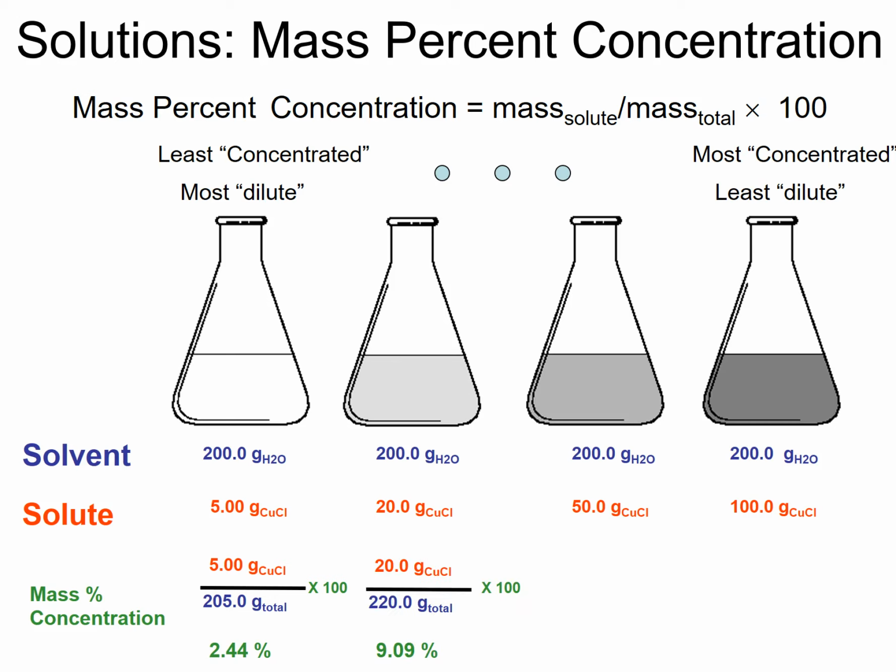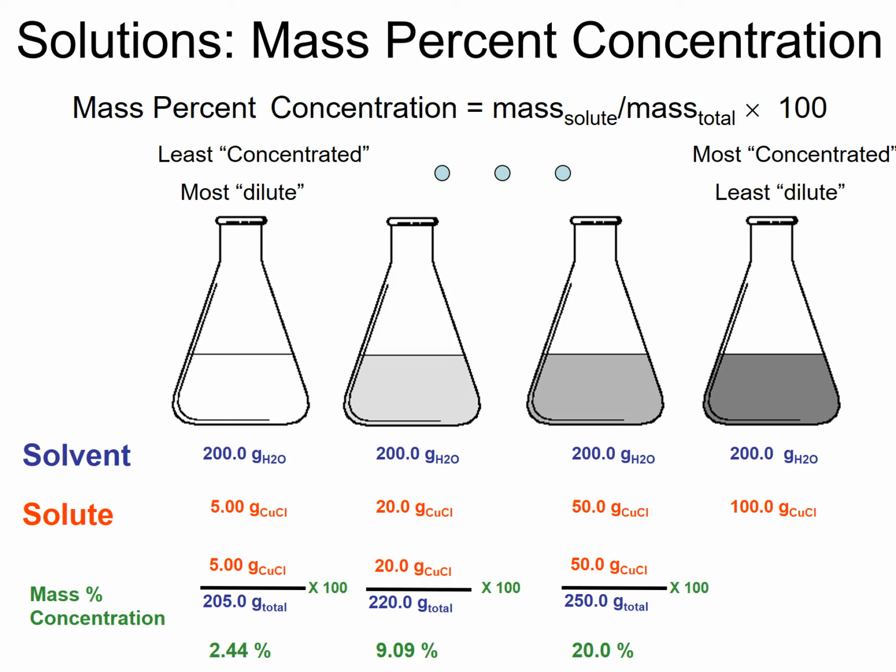If we do these calculations for the remaining 3 solutions, here we've got 20 grams of the copper chloride solute. The total mass of the solution is now up to 220, the water plus the copper chloride. We do the division, multiply by 100, and the result is a 9.09%, 3 significant figures, solution that's clearly more concentrated, that is, a larger number, than what we had for Erlenmeyer flask number 1. For Erlenmeyer flask number 3, solution 3, we have 50 grams of copper chloride. The total mass of the solution is now up from 205 to 250, combining the 200 and the 50, and it's a 20% solution by mass.